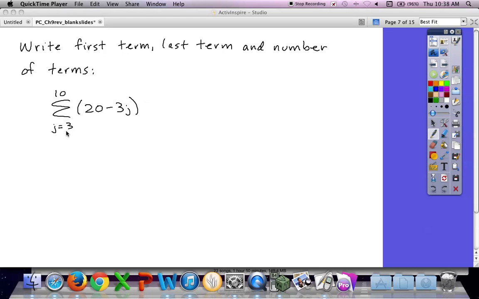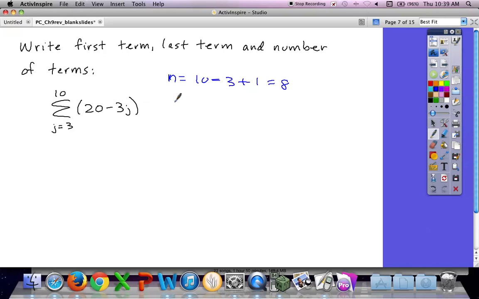10 minus 3 is 7, plus 1, right? It's always one more than that difference. That's the number of terms, right? So the n is 10 minus 3 plus 1, which is 8.